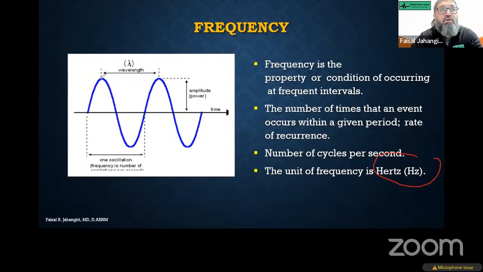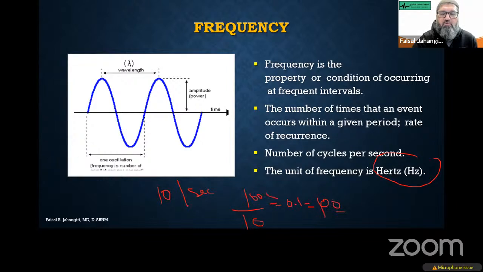The time between the two peaks is known as the wavelength. So the wavelength is the time it takes for one cycle to complete. If the signal is occurring 10 times per second, for example, then the wavelength of the signal will be 1/10 second, which is 0.1 second, and it is the same as 100 milliseconds, because there are 1000 milliseconds in a second.